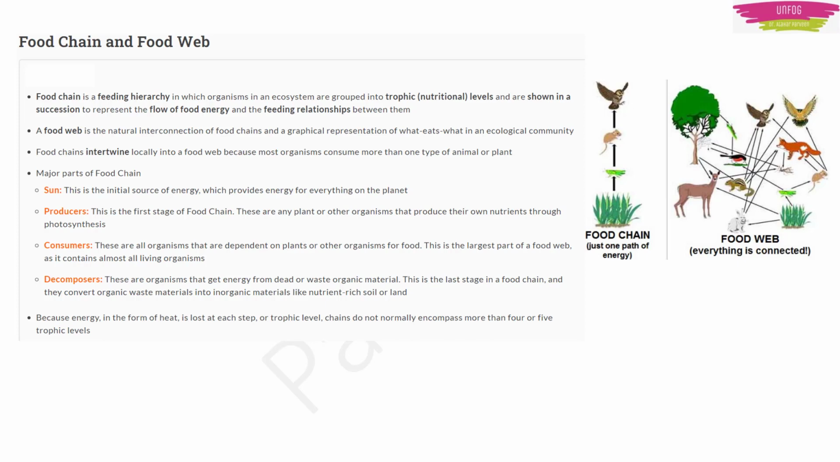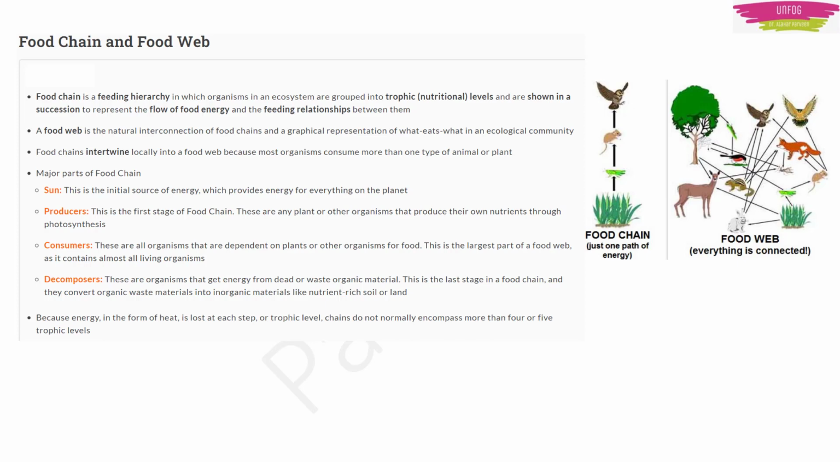First is sun, because that will be the initial source of energy and it will provide energy for everything on this planet. Next is producers. What are producers? These are the first stage of food chain. Usually producers are plants or other organisms that produce their own nutrients through photosynthesis. Then consumers, whoever eat these producers. These are all organisms that are dependent on plants or other organisms for food.